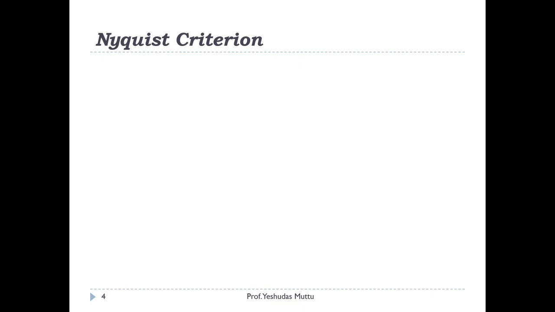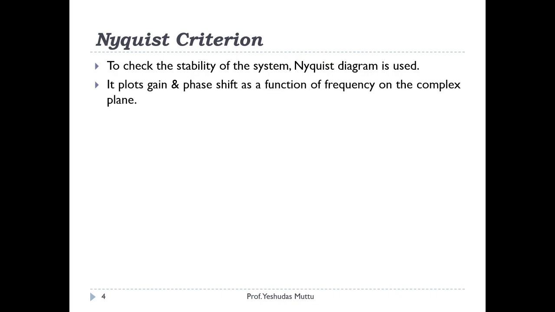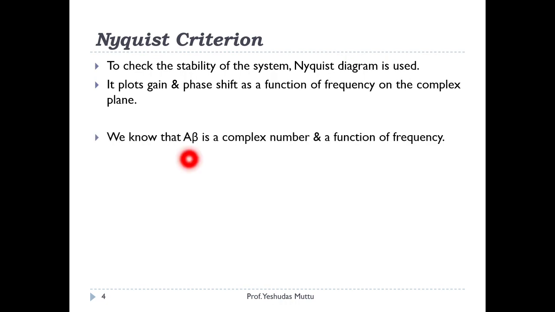Next is the Nyquist criterion, another important parameter to decide on the stability of the network or the amplifier. It decides on the stability depending upon the Nyquist diagram. We know that gain and phase shift are the two things which are dependent on frequency. Similarly, you'll remember A beta is a complex number and it is dependent on the frequency. We had seen this in our previous videos also.